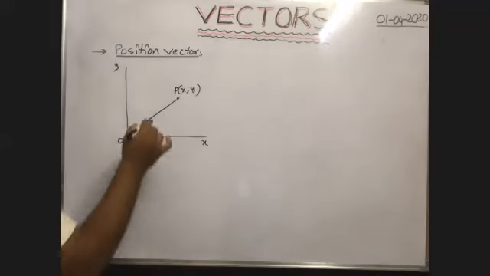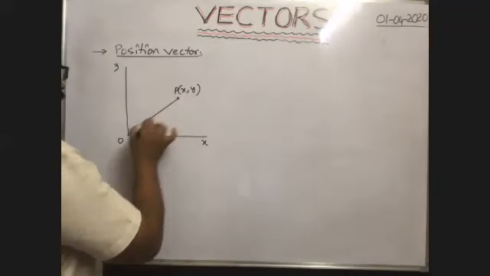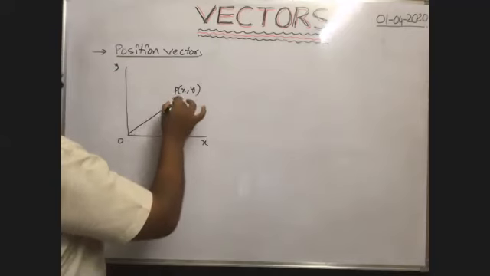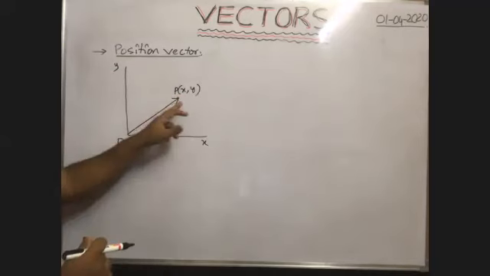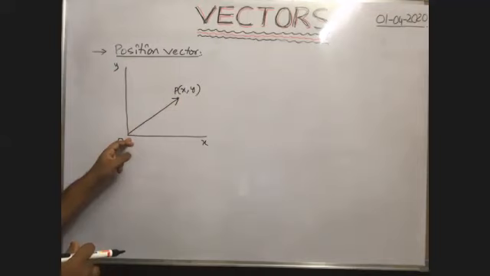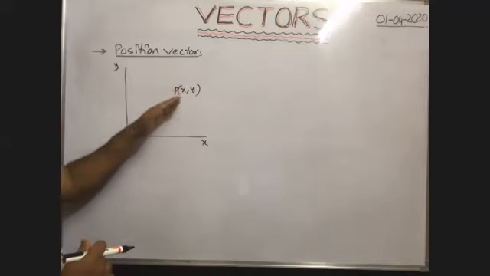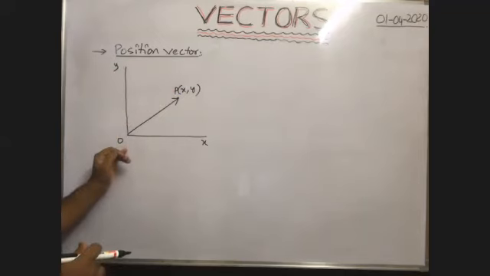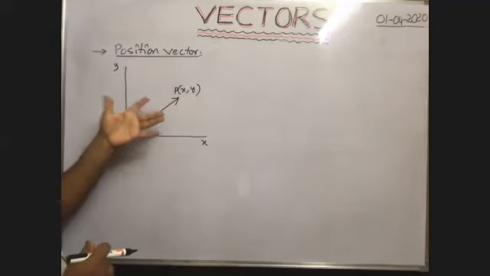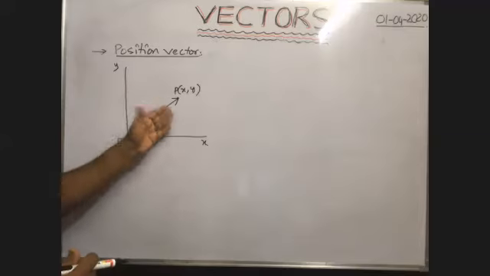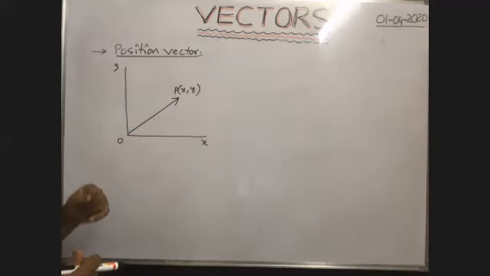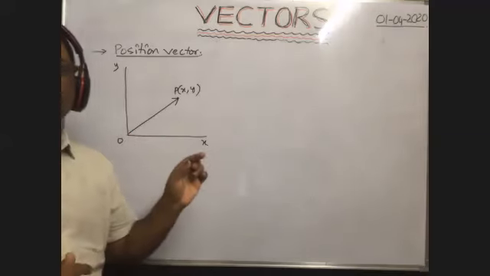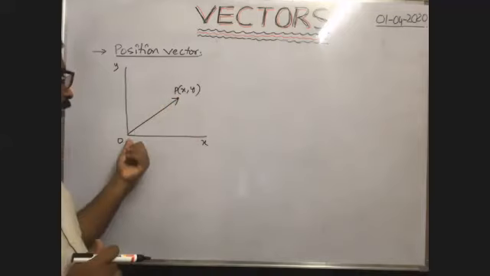Okay. Suppose if you write this line here, this distance in vector form, then that gives the position of this particle with respect to origin. That means at what distance this point lies from the origin. That if you express in vector form, that is called position vector of this particle with respect to origin.